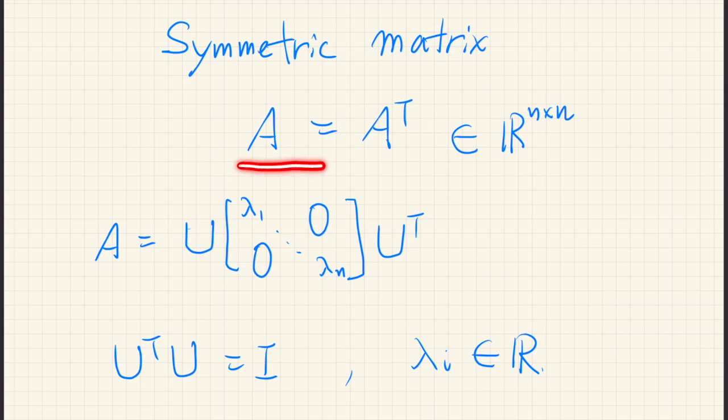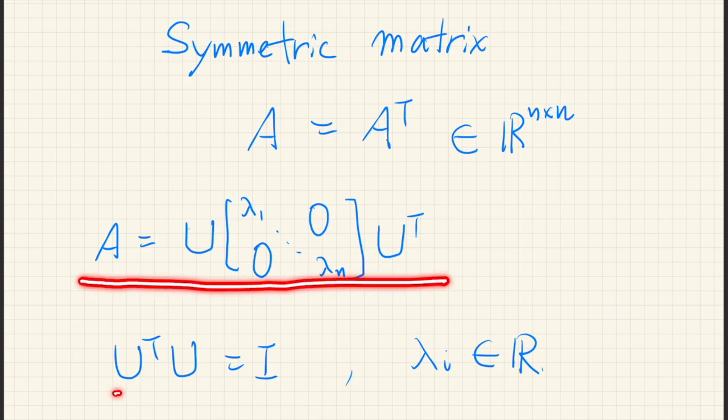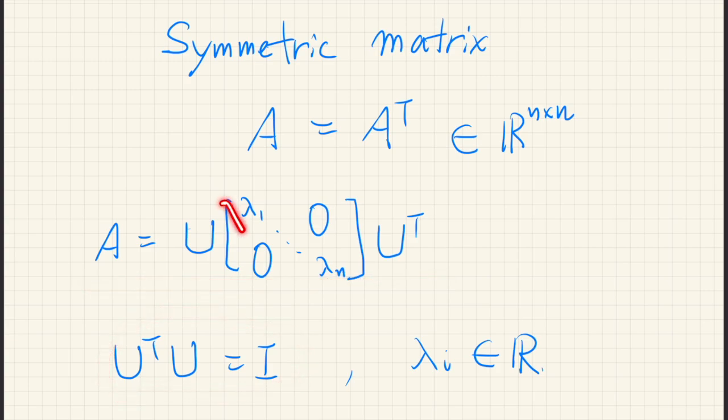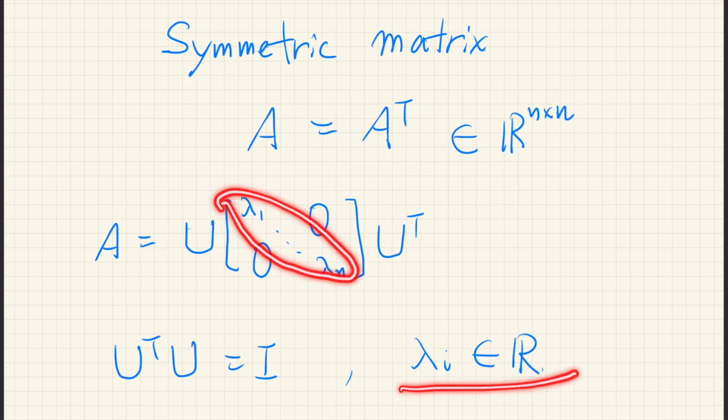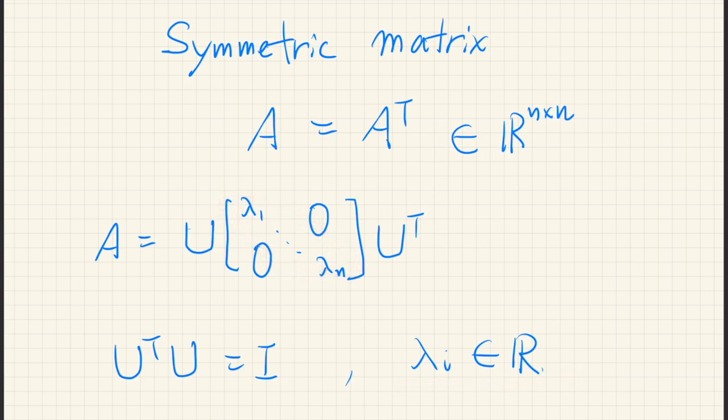If a matrix is equal to its own transpose, then that matrix is called a symmetric matrix. Here in this video, we study various properties of real symmetric matrices. One of the interesting properties is this: any symmetric matrix can be diagonalized like this by an orthogonal matrix, and all the eigenvalues are real. And there are other interesting and useful properties of symmetric matrices. So let's start.